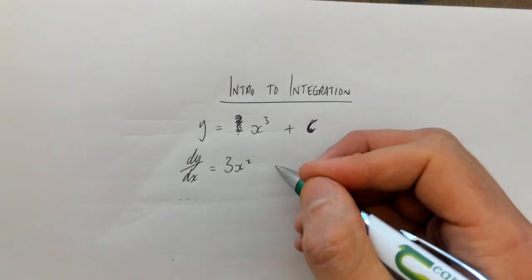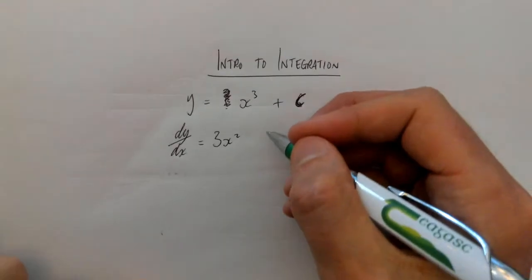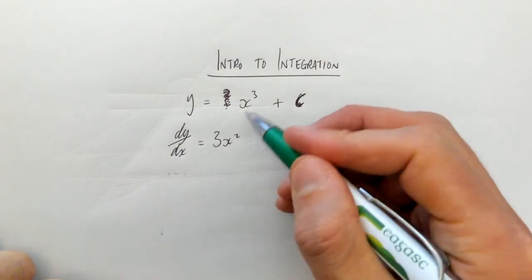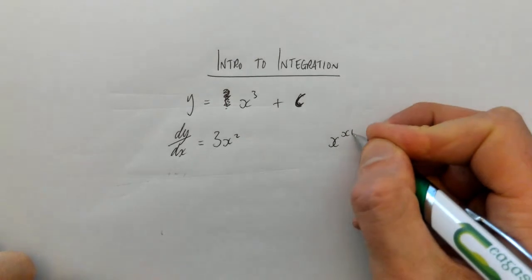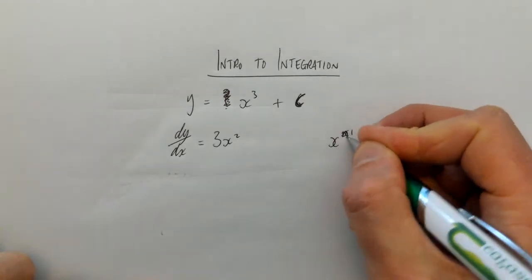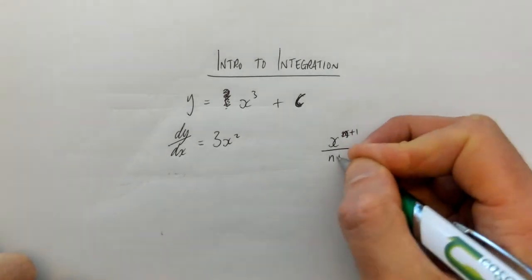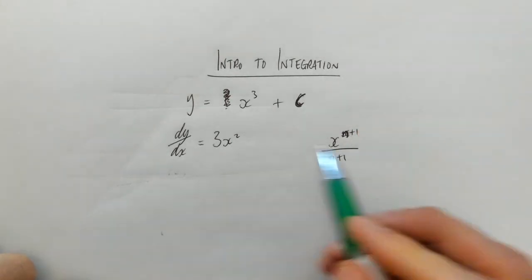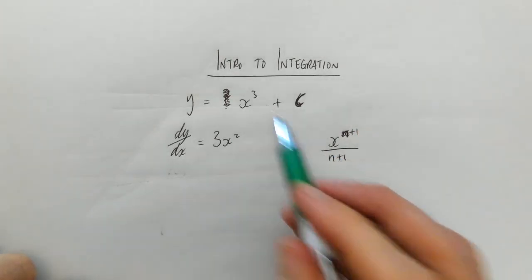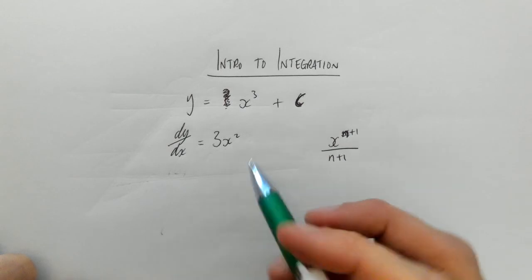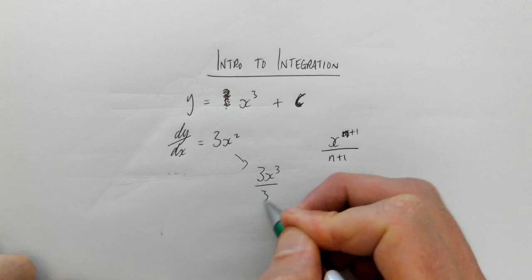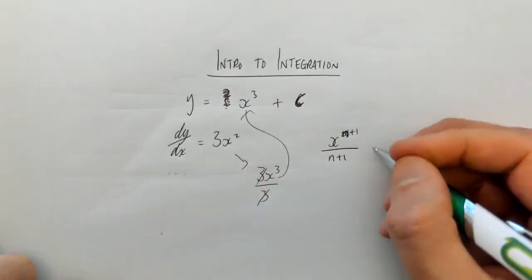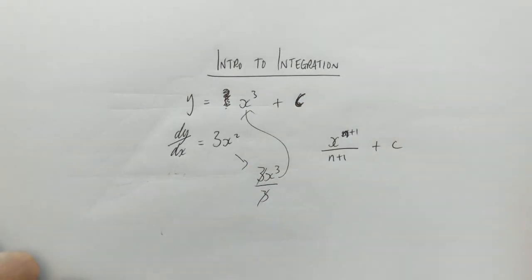In your tables, you have to cancel out that 3, so in the tables it's something like this: n plus 1 all over n plus 1. So we add 1 to the power and we divide by the same amount. So that becomes 3x cubed divided by 3, they cancel, plus c. And quite simply, that's it.